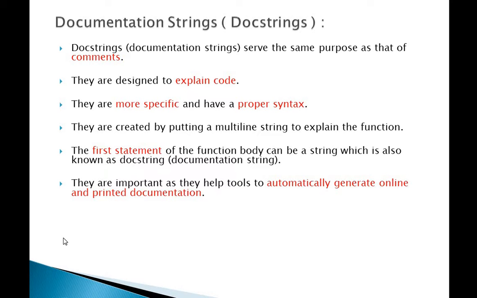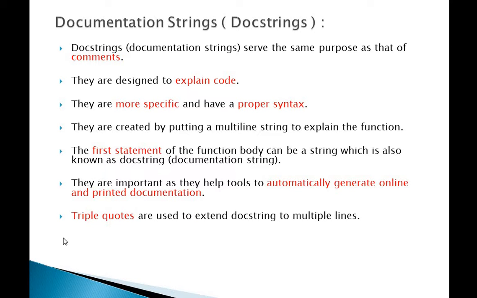The first statement of the function body can be a string, which is also known as a documentation string. It is compulsory. The first statement of the function should be a string if you want to make use of documentation string. They are important as they help tools to automatically generate online and printed documentation. Once documentation strings are written, we can make use of them to prepare online documentation.